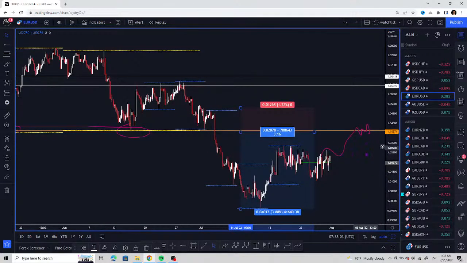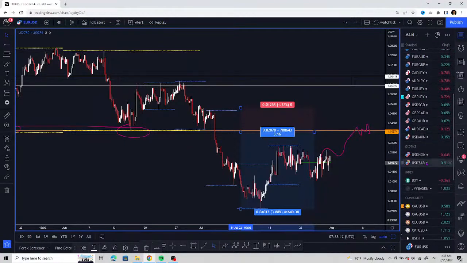Of course, if these scenarios don't play out, I will not flip short on the USD. I am looking for USD longs and USD longs only.